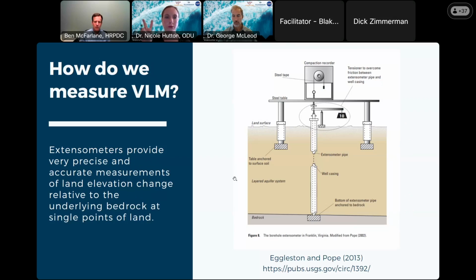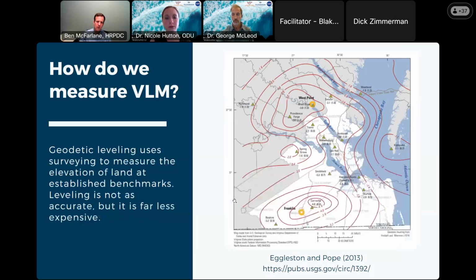And so, as we have with the sensors for sea level change, we have a similar program and setup for looking at vertical land movement. This here is a diagram of an extensometer. This is an extremely precise tool that measures the change in elevation between a point on the surface and a point on the bedrock, which really can tell us how much and if there's compression going on below the land surface.